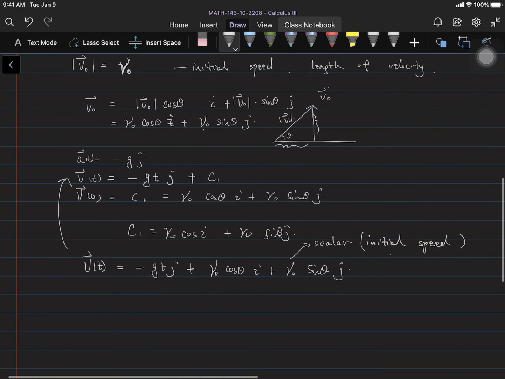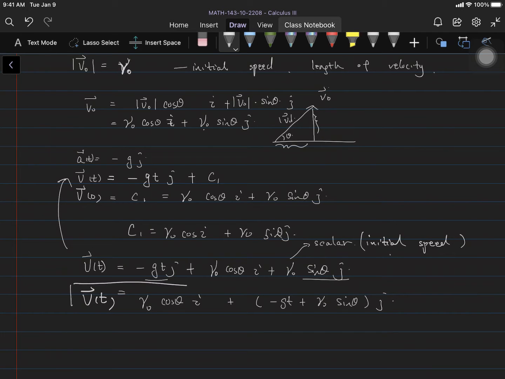Okay, and then we want to simplify our v(t), velocity. We want to combine the j terms. Okay, we rewrite this: v0 cosine theta i plus negative g t plus v0 sine theta j. So this is our v(t), velocity.